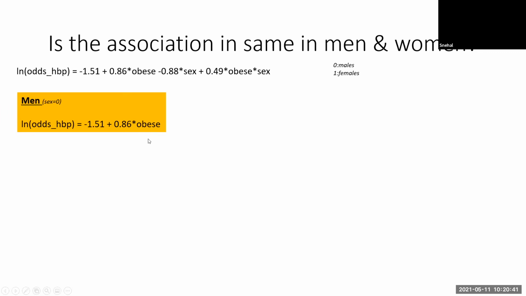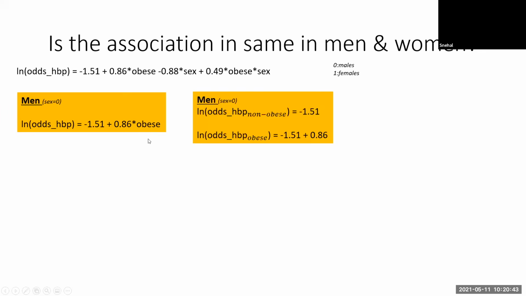Okay, now remember, previously we talked about the log odds of high blood pressure among the non-obese being minus 1.51 because obesity is 0 here, and the log odds of high blood pressure among the obese is minus 1.51 plus 0.86. And then remember, we minus these two to end up with 0.86. And when we exponentiate it, we'll end up with 2.37.